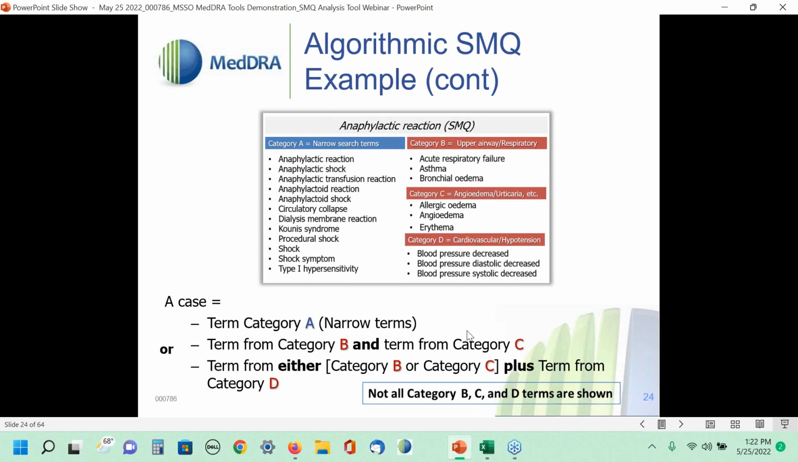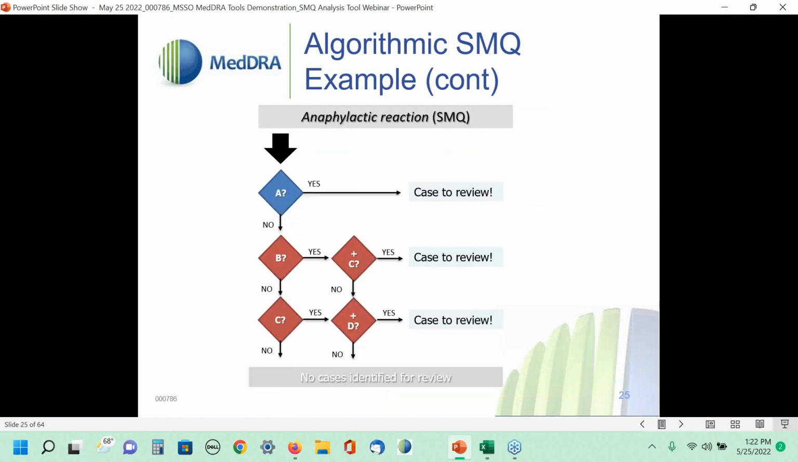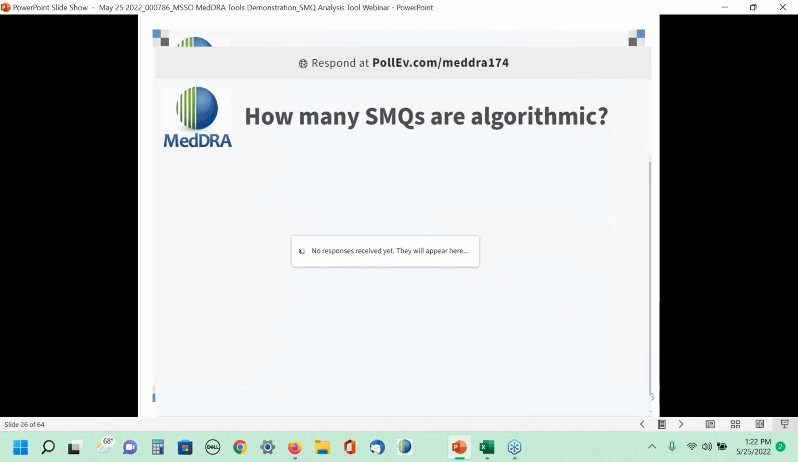And each one of the algorithmic SMQs has its own unique algorithm that, if you consult the browser, will tell you what the algorithm is for that particular SMQ. So this is just a graphical display of the same concept. So now here's my question to you a second time. How many SMQs are algorithmic? We have 110 SMQs. How many of them are algorithmic?